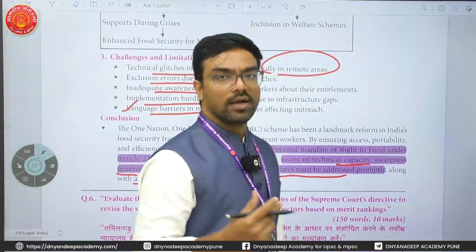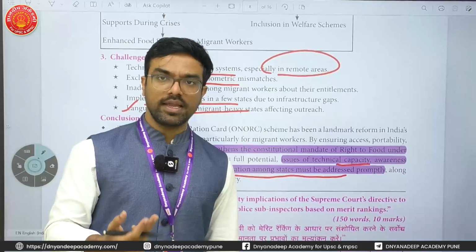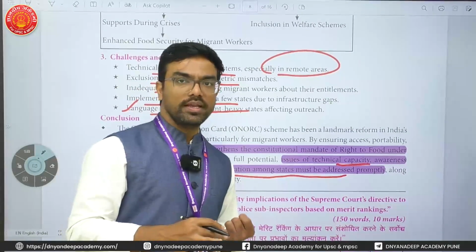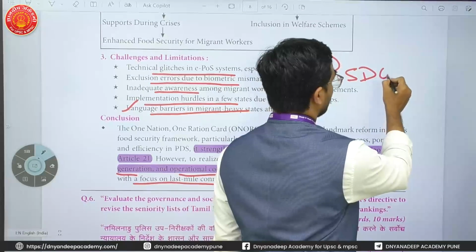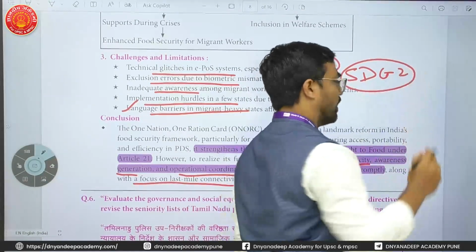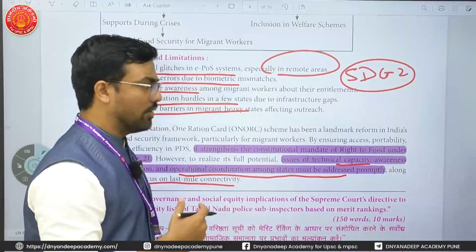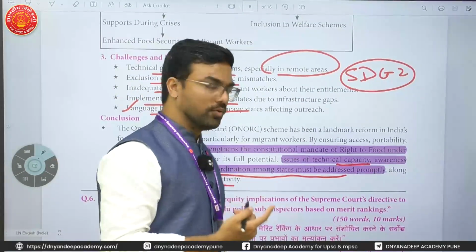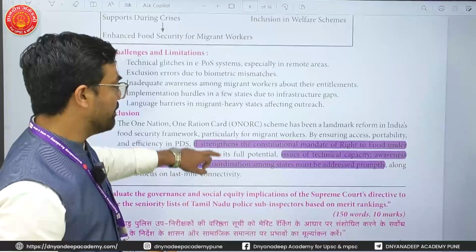So if the government takes these measures, this scheme, One Nation card, can prove very effective in addressing our SDG, Sustainable Development Goal number 2, on hunger, to address the hunger, right? So we can connect with that also, Sustainable Development Goals also. But after addressing these challenges and measures.